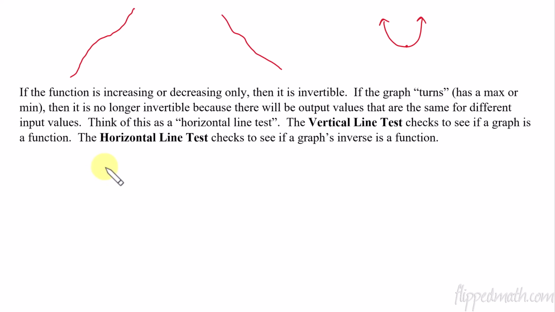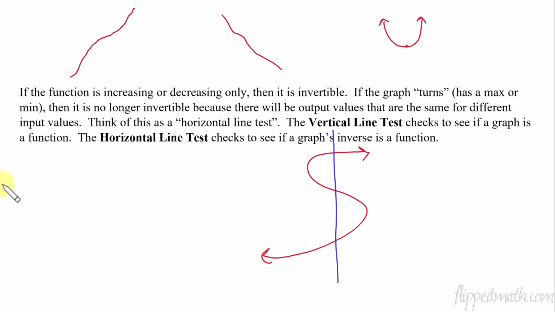Do you remember the vertical line test? The vertical line test tells if a graph is a function or not, where you just take a vertical line and check to see if it went like this and reversed back on itself, that graph would fail the vertical line test. If we did a vertical line straight down, it would fail it, right? So what we're going to do instead is the horizontal line test.